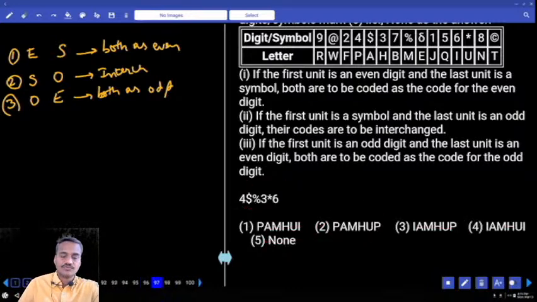Then 97, $4 and even and even. First is even, last is even. Then in this case, again according to the table only. 4 is P and 6 stands for I. P and I in the first and the last places are ruled out. Now we are left with choices 1 and 5. Neither of these is decided yet, so we need to check each and every element. Dollar is A, percentage is M, 3 is H and star is U. So choice 1 is the answer to 97.